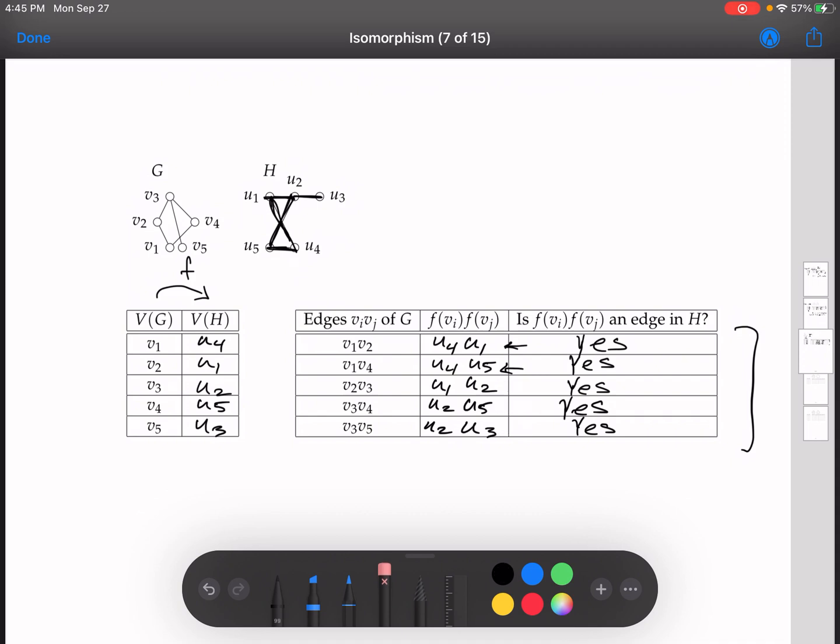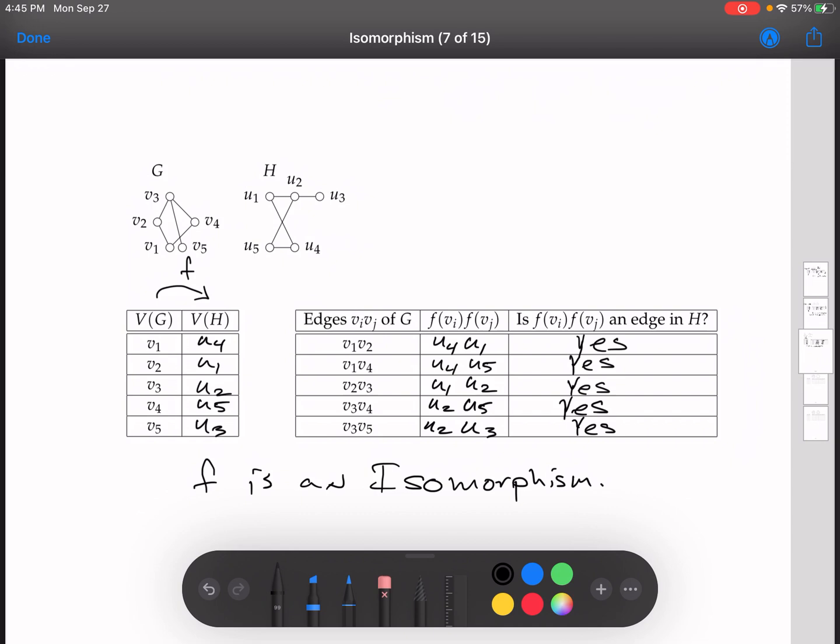So now we know that f is a one-to-one and onto function that preserves edges. Well, that's an isomorphism. So f is an isomorphism. If there's an isomorphism between G and H, that tells us that G and H are isomorphic, which means they're essentially the same.